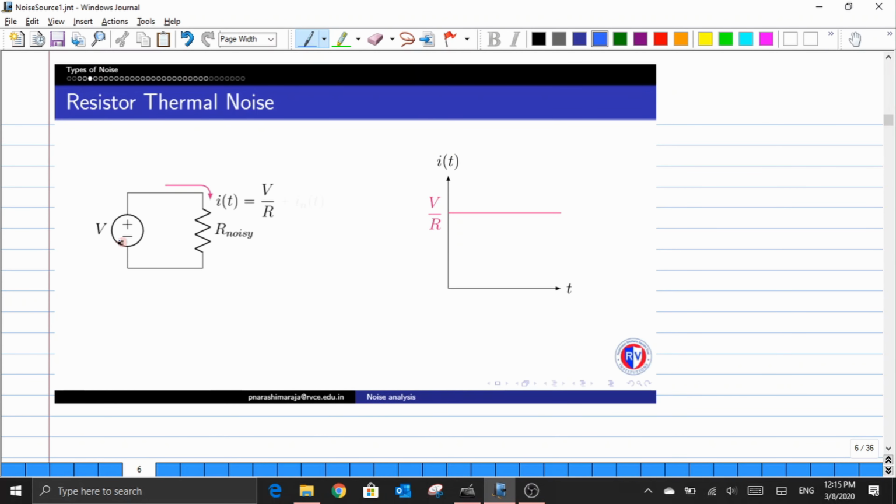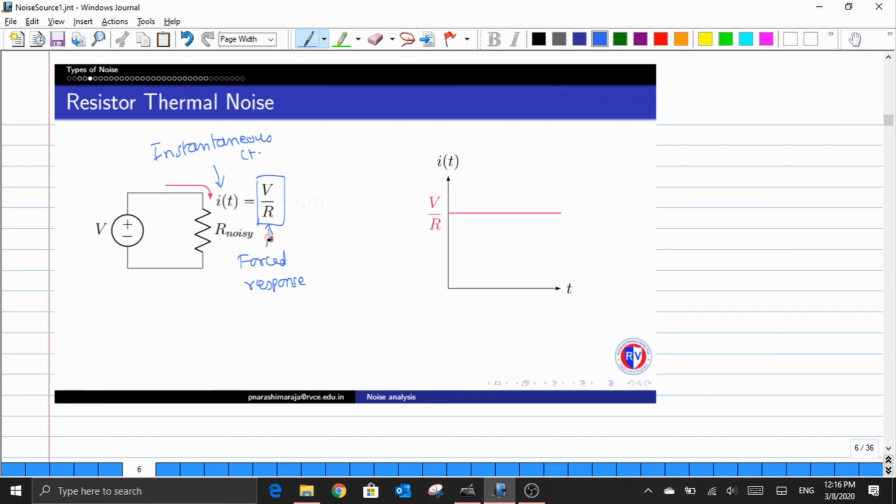So consider a very simple circuit setup where a DC voltage is being applied across a resistor which is noisy. One could write the instantaneous current flow through this resistor as just V by R, and this is a quantity that one would end up having when we have some sort of forced signal onto this resistor. So I would call this particular term the forced response.